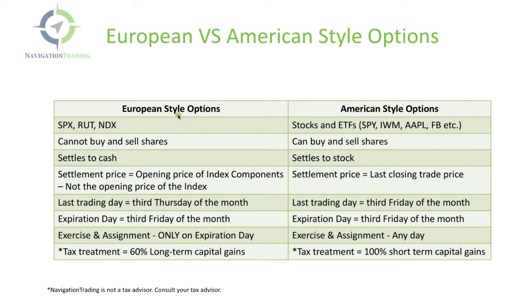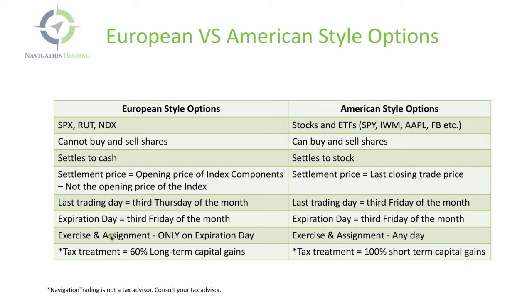And here's why. Here's what the difference is between a European style option and American style. 1, with European, you can't buy and sell shares of that index, okay? You can't buy shares of SPX. You can't buy shares of RUT. There's SPY and IWM, which are the corresponding ETFs, and you can buy and sell shares on those, but on the actual index, you can't buy and sell shares. However, as we'll talk about, you can trade options, okay? So SPY, IWM, all individual stocks, those are all considered American style options. The difference here is with European style is these settle to cash, whereas the American style settles to stock.